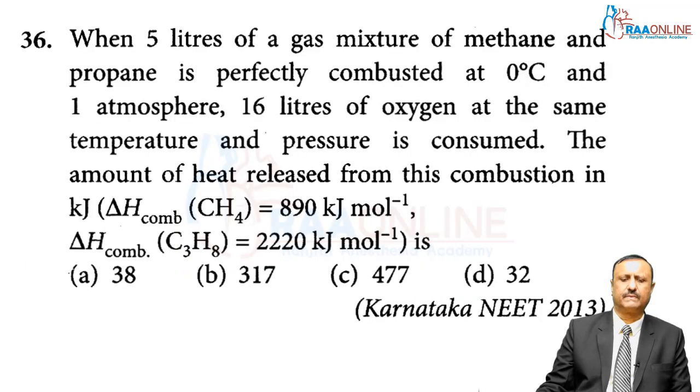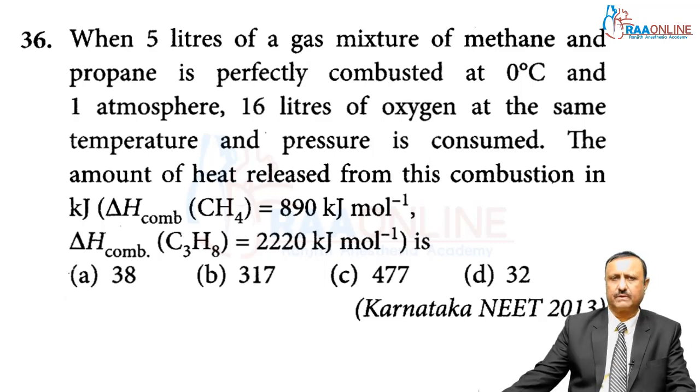Now question number 36, my dear students. When 5 liter of gas mixture of methane and propane is perfectly combusted at 0 degrees Celsius and 1 atmosphere, 16 liters of oxygen at the same temperature and pressure is consumed. The amount of heat released from this combustion is, given delta H combustion of methane 890 kilojoule per mole and delta H combustion of C3H8 equal to 2220 kilojoule per mole.